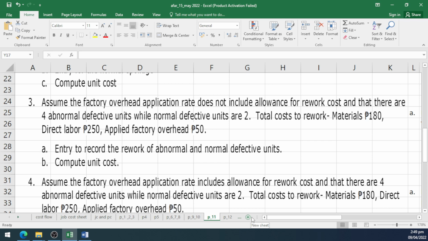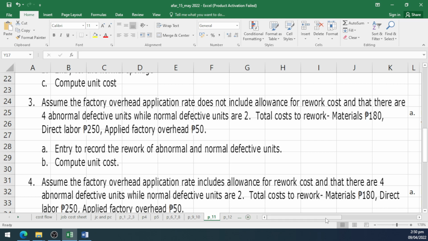Dalawang methods din, sa rework. Sa defective, it can be charged to all job or charged to specific job. Assume the overhead application rate does not include allowance for the work cost and that there are 4 abnormal defective units while normal defective units are 2. Total cost to rework: materials 180, DL 250, applied factory overhead 50. Entry to record the rework of abnormal and normal defective units and then compute the unit cost.